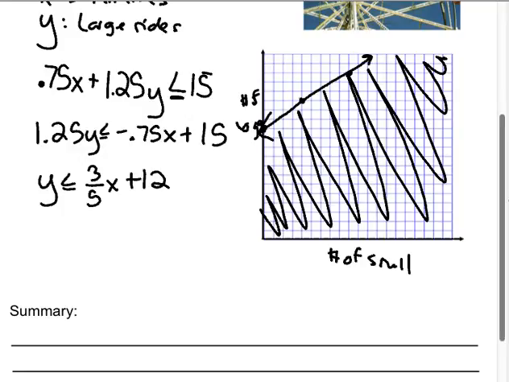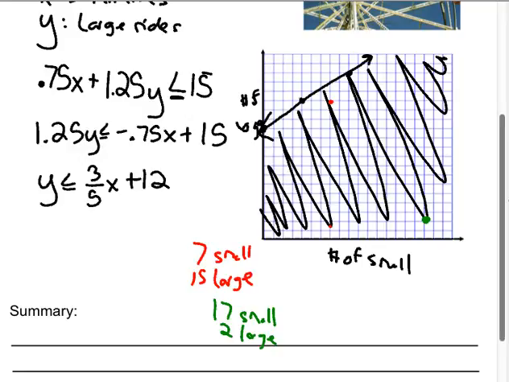Okay, and now the cool thing is I can pick out some particular solutions. So here, for example, I could pick this point right here. 1, 2, 3, 4, 5, 6, 7. 1, 2, 3, 4, 5, 6, 7, 8, 9, 10, 11, 12, 13, 14, 15. So I could go on 7 small, 15 large. I have enough money for that, okay? I could go on this many. 1, 2, 3, 4, 5, 6, 7, 8, 9, 10, 11, 12, 13, 14, 15, 16, 17. I could go on 17 small and on 2 large.